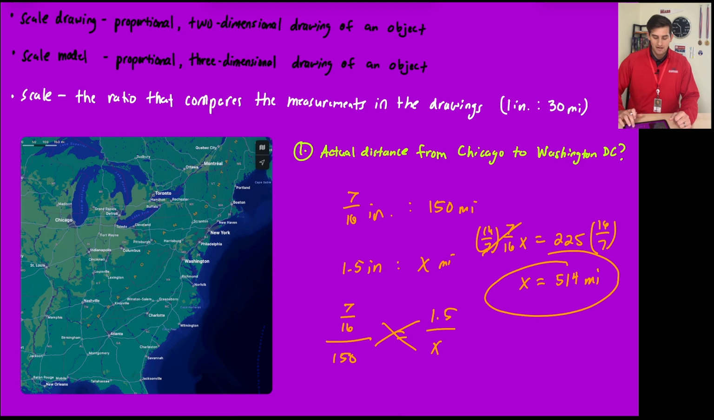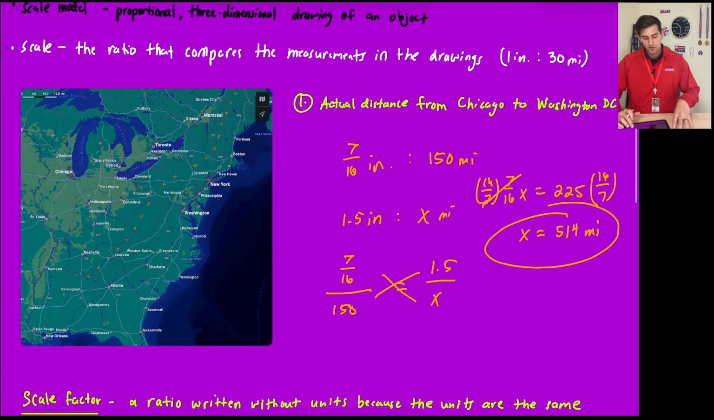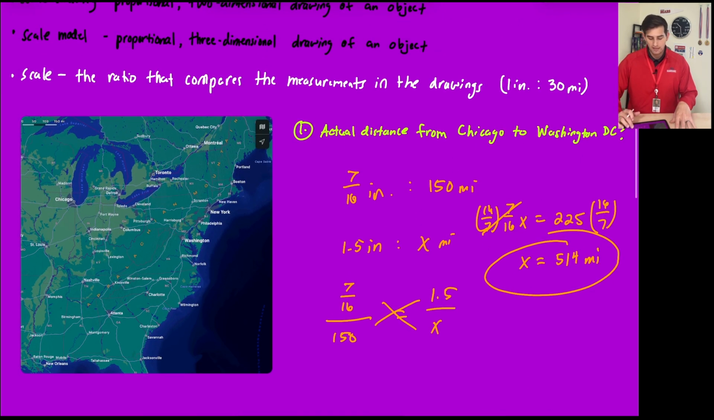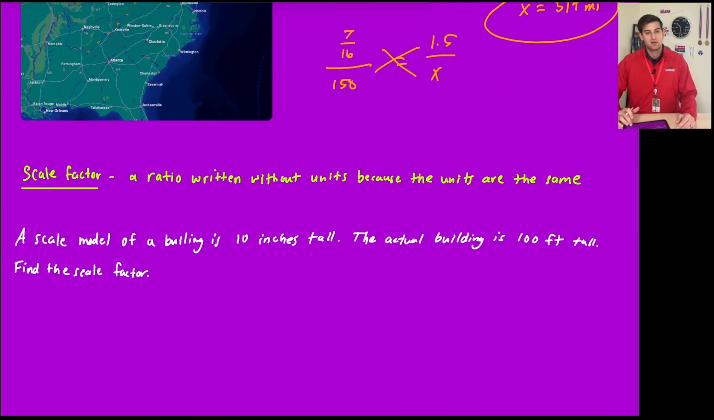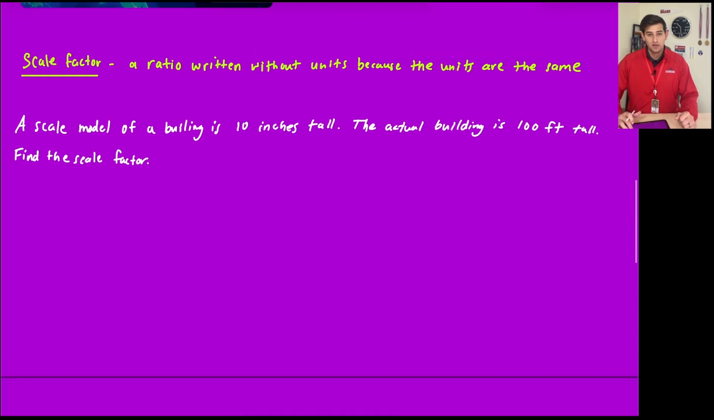Okay? All right, now that would be an example of a scale drawing because that was a two-dimensional drawing of our map. So now let's take a look at what scale factor is, and let's talk about a scale model, which is a three-dimensional shape or a three-dimensional drawing or object of some other object. So what is a scale factor? It's a ratio written without units because the units are the same.